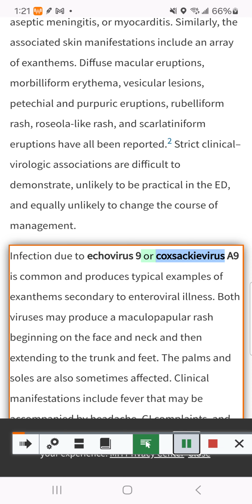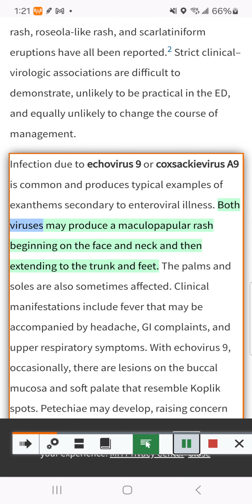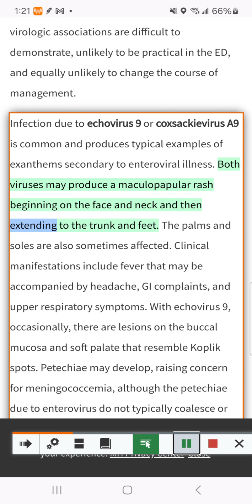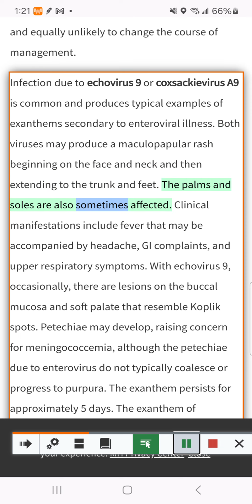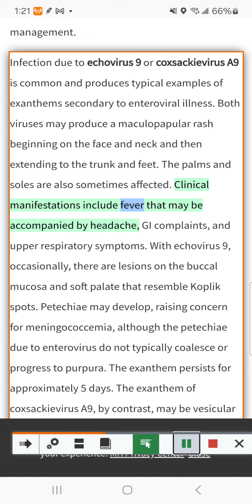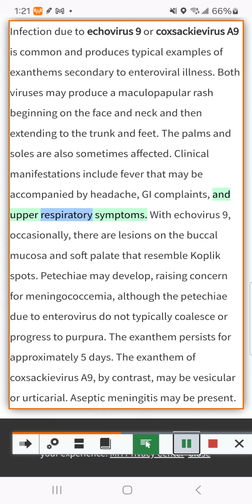Infection due to echovirus 9 or coxsackievirus A9 is common and produces typical examples of exanthems secondary to enteroviral illness. Both viruses may produce a maculopapular rash beginning on the face and neck and then extending to the trunk and feet. The palms and soles are also sometimes affected. Clinical manifestations include fever that may be accompanied by headache, GI complaints, and upper respiratory symptoms.